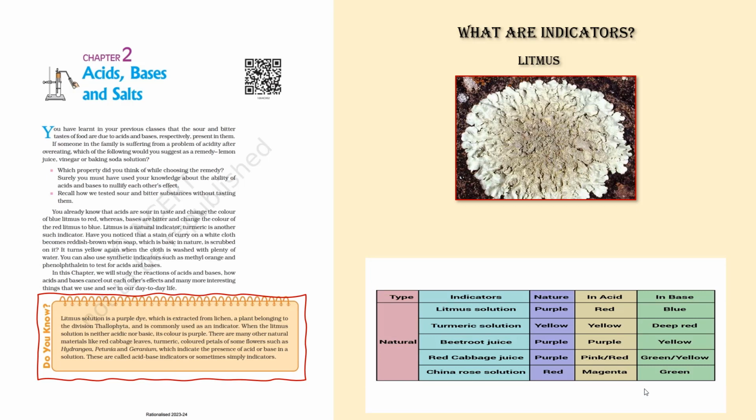Also, there are other natural indicators which you can create at home or in the laboratory very easily. Here are some of the names: the turmeric solution, the beetroot juice, the red cabbage juice, and the China rose solution. They have a specific color, but when they come in contact with an acid or a base, you can see, in the list provided to you, they will have a color change. So if in front of you, you have these indicators, which can be a litmus solution or any one of the ones I have mentioned just now, you can identify the chemical nature of a reagent.